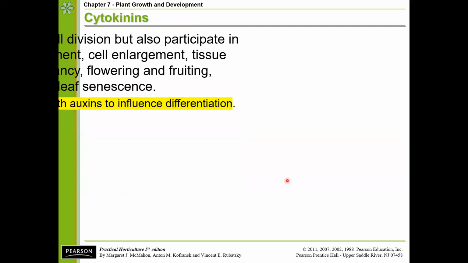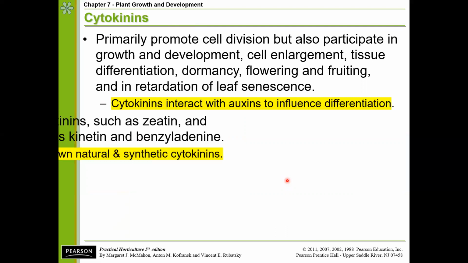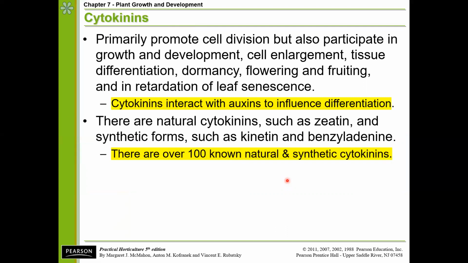The cytokinins are interacting with the auxins to influence the differentiation of plants. They can do all kinds of different things as well, but it's the ratio of auxin to cytokinin which controls the formation of roots versus shoots. And there's a whole bunch of them out there, over 100 different cytokinins, both naturally occurring and synthetically made.